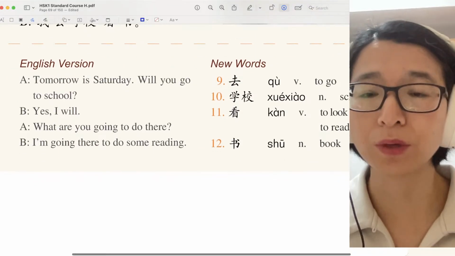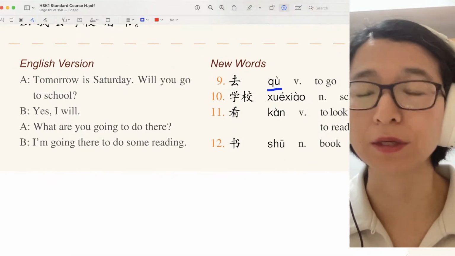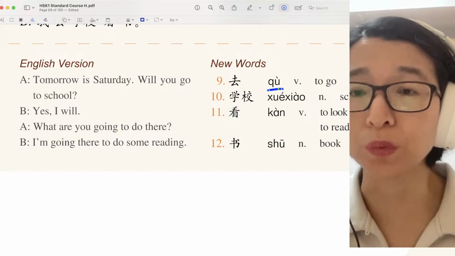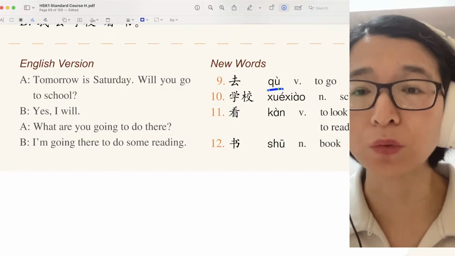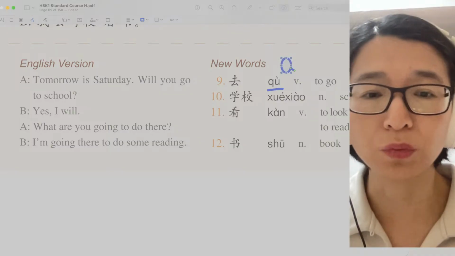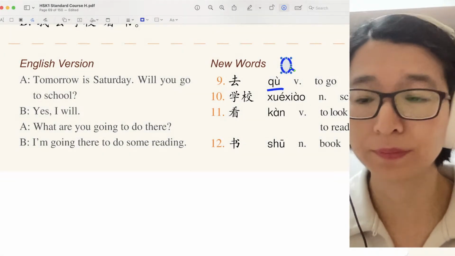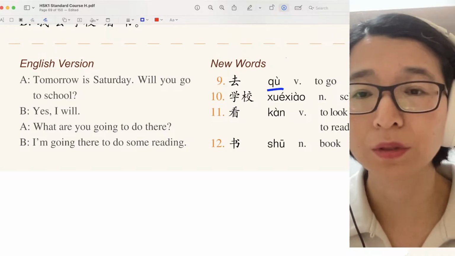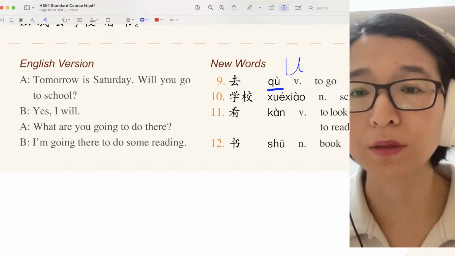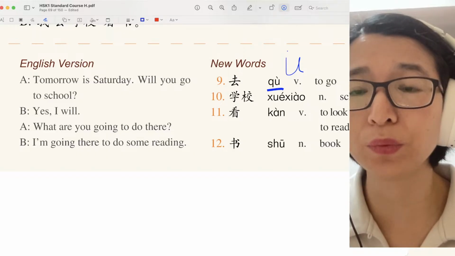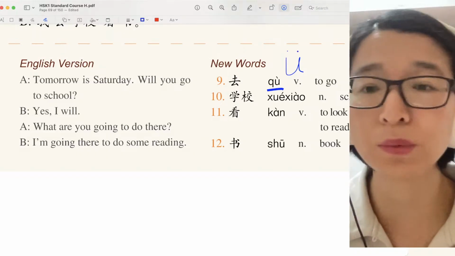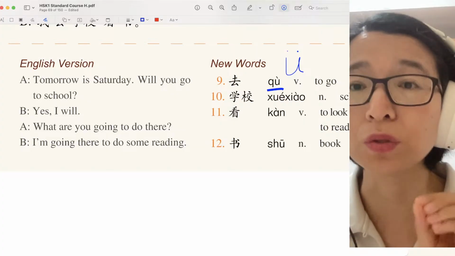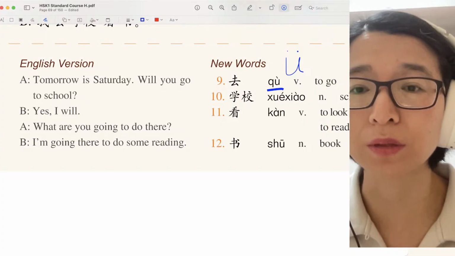Okay, let's say new words. Another verb, which is 去. Here you can say 无, but actually it's not 无. It doesn't allow me to draw. Let's try one more time. Actually it is 鱼 here. You can say 鱼 with two dots.